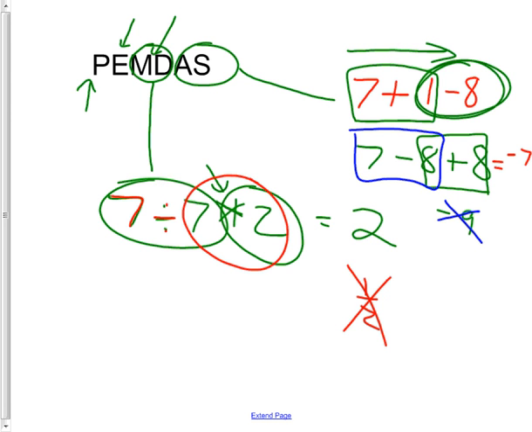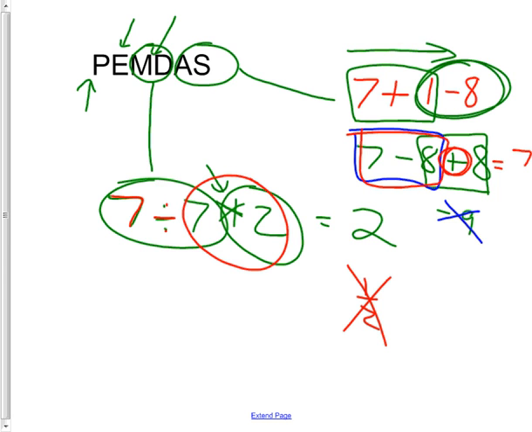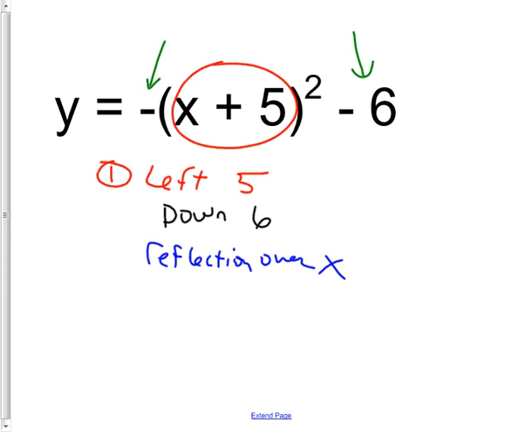Did I say that wrong? +7, sorry, +7. Got too many boxes around things. That's first. Once you're done with that, then you do the plus next. And the right answer is 7. It's not -9. Okay, so the order of things matters. So back to this.